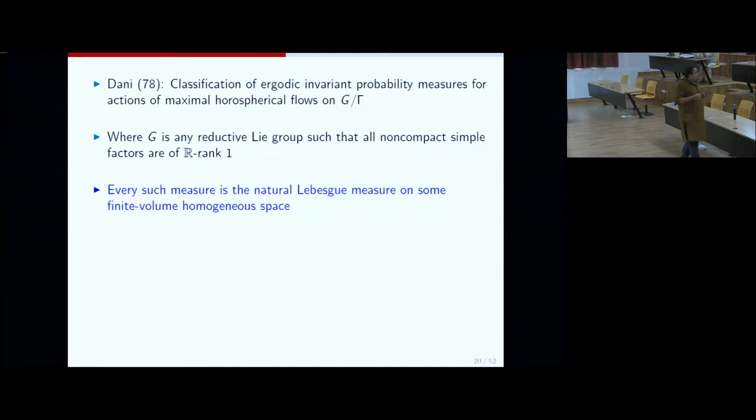So this is a striking thing. It's a very rigid phenomenon. There are very few possibilities for this, because there are very few closed subgroups between the horospherical subgroup and G. Sometimes there are none. So it's a striking feature because it's very rigid. It's completely in contrast to the geodesic flow.